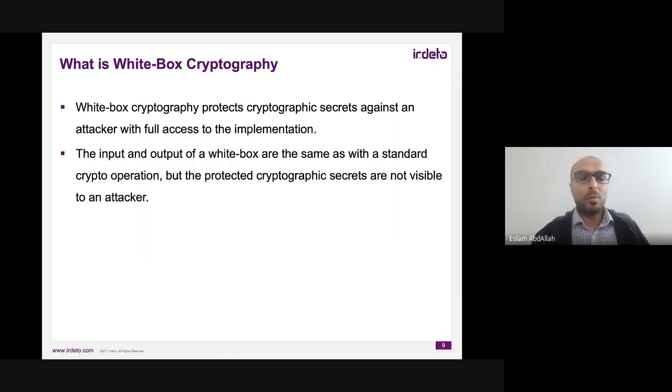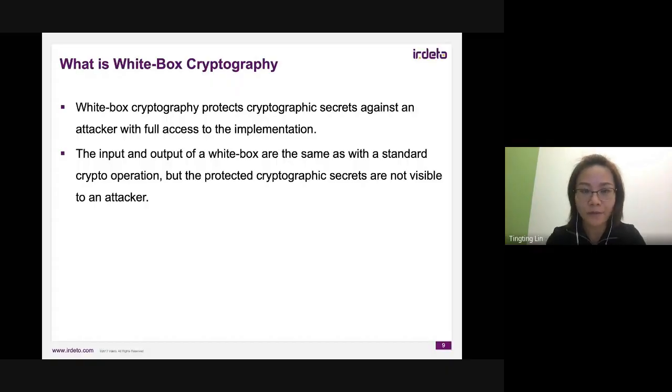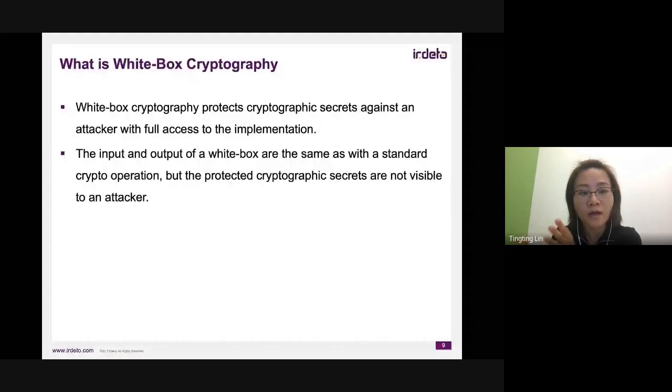What is white box cryptography? In a white box implementation of a known cipher, the input and output of the white box implementation should be the same as the standard crypto operation. But the protected cryptographic secrets are not visible to an attacker, which means we need to keep the functionality of the implementation. We cannot change the functionality. For example, for white box AES, the input and output of the implementation should be the same as the original AES.